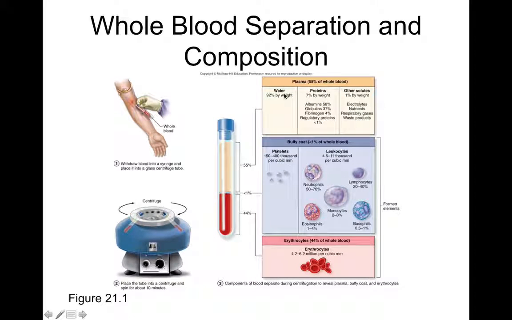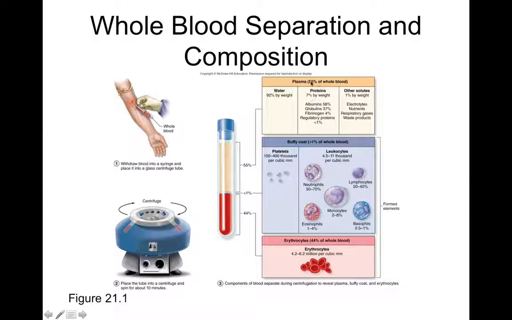So in plasma, it's mostly water. So by volume, it's mostly water, followed by protein as well as other solutes. So when we talk about blood volume, we also refer to water content. So if you have a lot of water in your blood or less water in your blood, that's going to change the plasma volume, which can also change the proportion of your blood that's the formed elements.